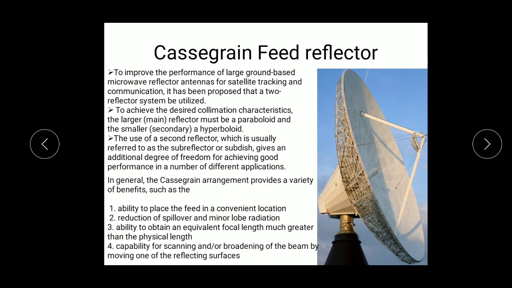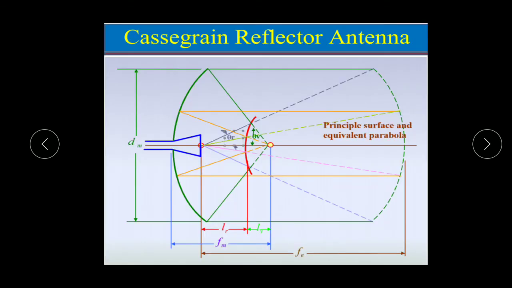This is the geometry of the Cassegrain antenna. This is the diameter of the reflector. This is the horn antenna, and this is the second reflector. The dashed line represents the principal surface and the equivalent parabola.